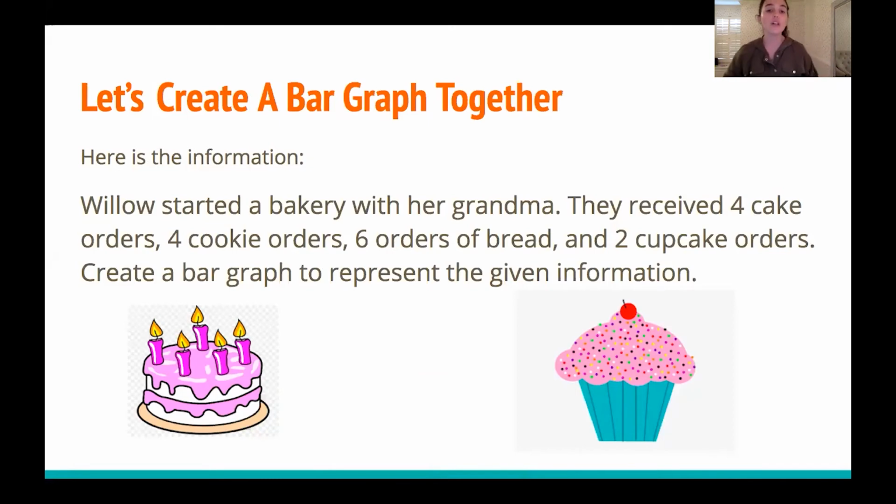It says, Willow started a bakery with her grandma. They received 4 cake orders, 4 cookie orders, 6 orders of bread, and 2 cupcake orders. Create a bar graph to represent the given information. So we are going to use this information and just put it into a bar graph.